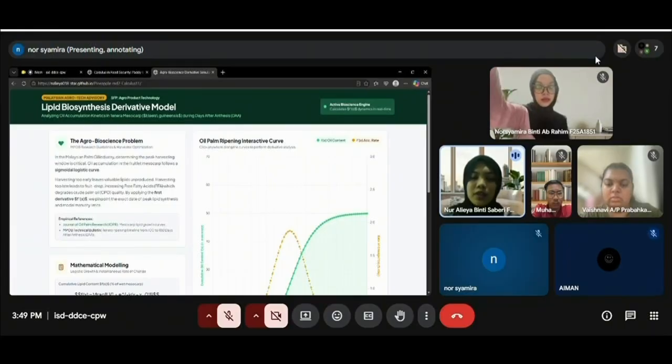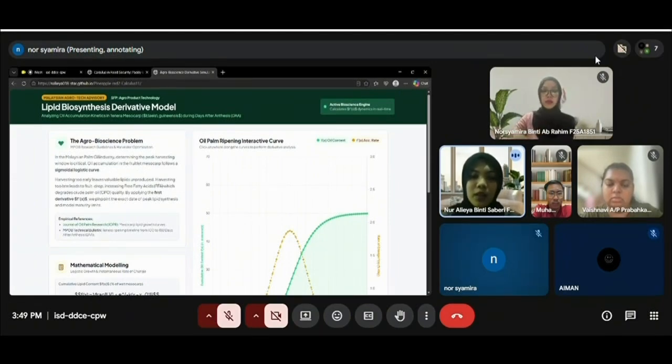Today, I would like to present my project titled FFB post-harvest respiratory analysis. In this project, I developed a website that focuses on analyzing respiration data of palm oil fresh fruit bunches, or FFB, after harvesting.